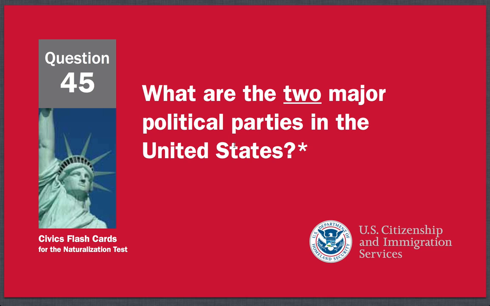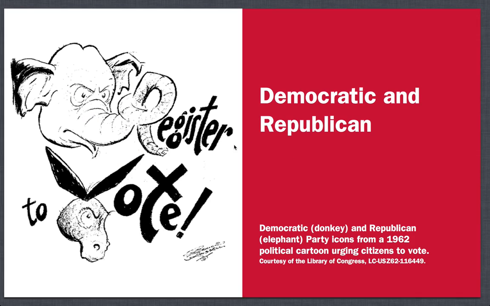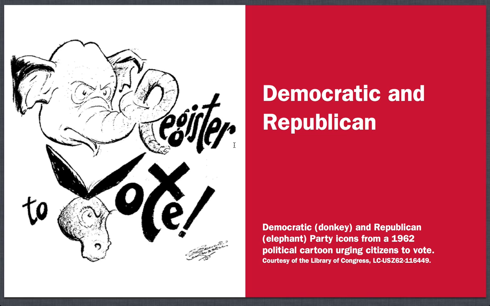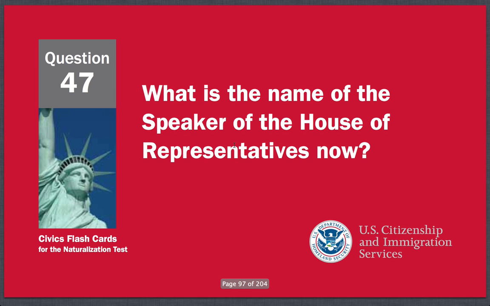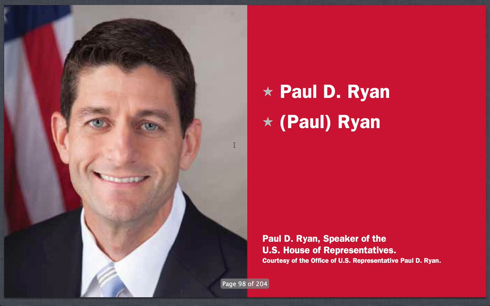What are the two major political parties we have in the United States right now? It's Republicans and Democrats, but we don't know in the future what will happen. What is the political party of the president right now? He's a Democrat. So what is the name of the Speaker of the House right now? Paul Ryan is at this point the Speaker of the House. It might change next year.